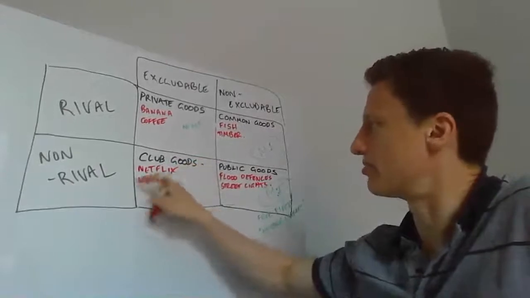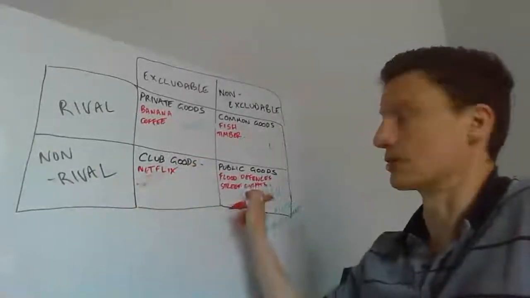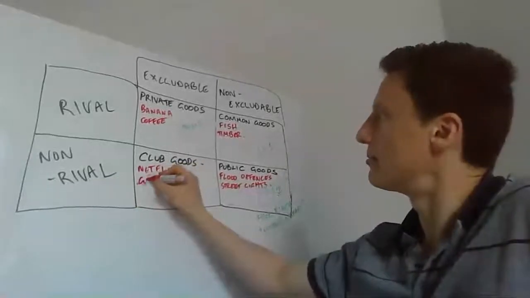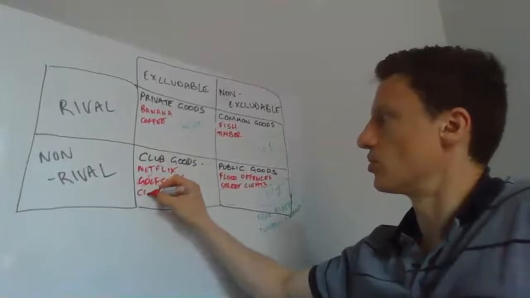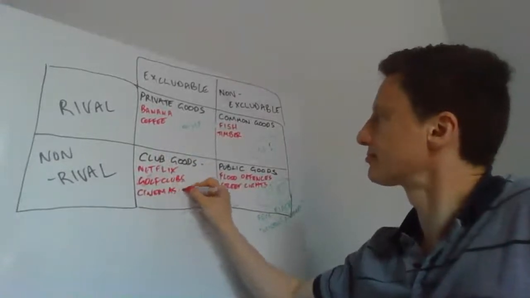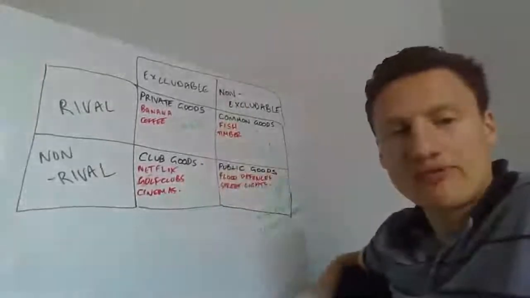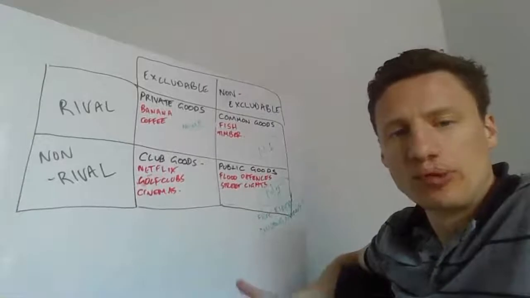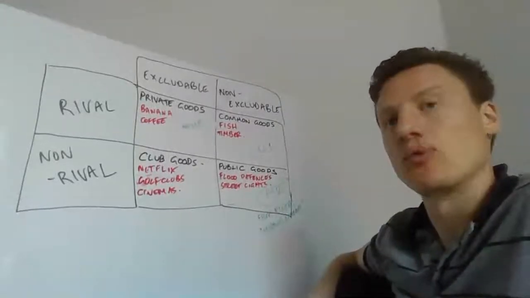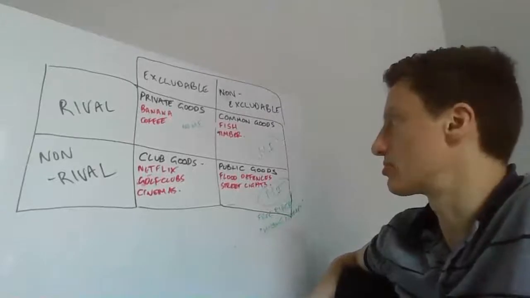Actually, Wikipedia is a bad example because you don't have to pay to go into Wikipedia. If anything, Wikipedia belongs in this quadrant over here. Another one might be golf clubs, hence the term club goods, or cinemas. So the idea for these is that you have to pay, but once you've paid, you can consume the product at the same time as other people. But again, one person's consumption of the product doesn't affect anybody else's consumption of the product.